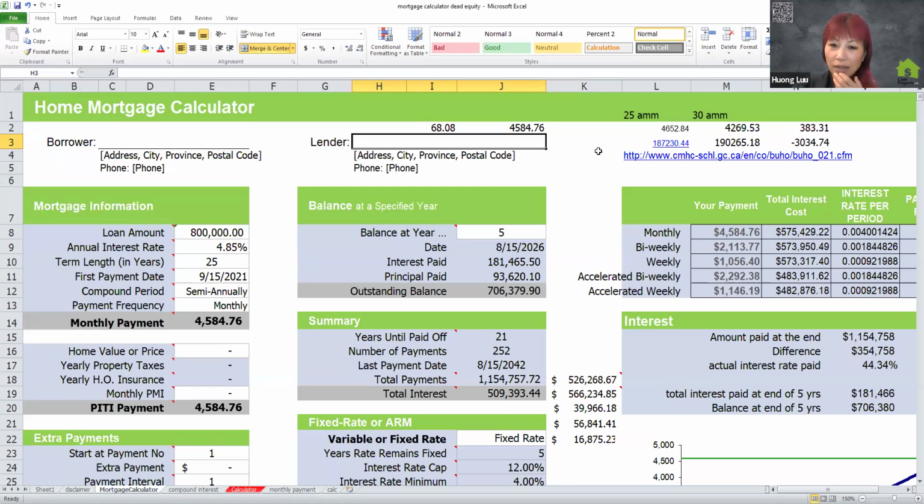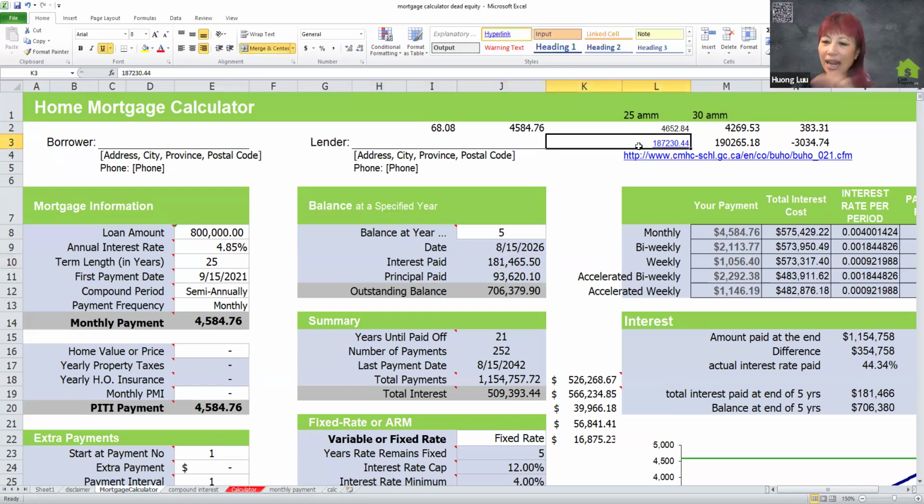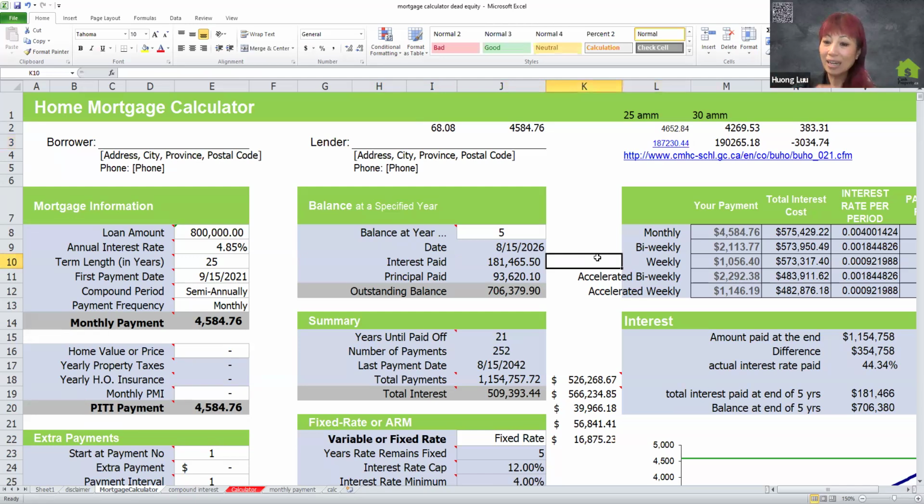So now in terms of interest, look at this. Over a 5-year period, between 187,000 and 181,000, that translates to $5,700. That is a nice family vacation for 2 people somewhere. For 4 people, maybe staying in the province. So over the course of the 5 years, that's what you're saving.